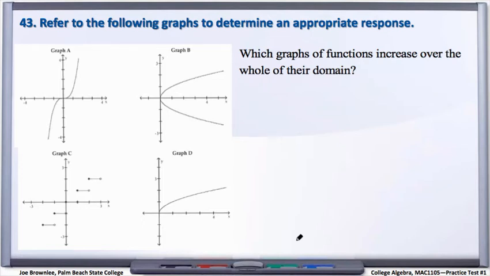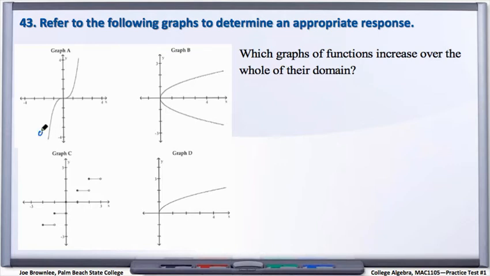Refer to the following graphs to determine an appropriate response. Which graphs of functions increase over the whole of their domain? And kind of a fun way that I learned to quickly be able to determine whether a function is increasing or decreasing or is constant is to think about like a little ant sitting on our graph.